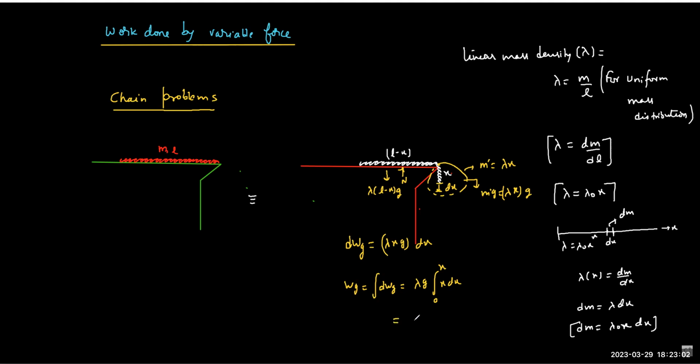So you can find the work done, and you can see that the answer is something very interesting. It is x square by 2. So it is mg x square by 2L. Now, if the entire length of chain will hang, what is the work done by gravity? How much work will gravity do till the chain leaves the table?